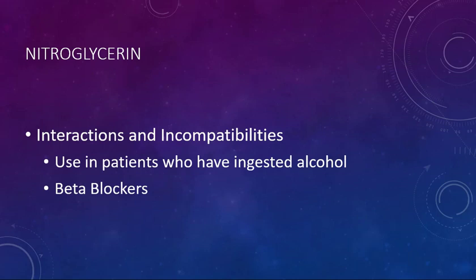We can give up to, and I don't have this on the slide, but we can give up to, okay, here's your dosing. Each dose is 0.4 milligrams, whether it's a spray or a tablet. We can give up to 3 doses, 5 minutes apart, as long as prior to giving a subsequent dose, we check their blood pressure, and their blood pressure is 100 or higher, okay?